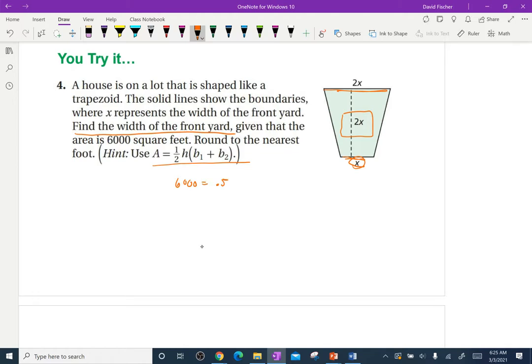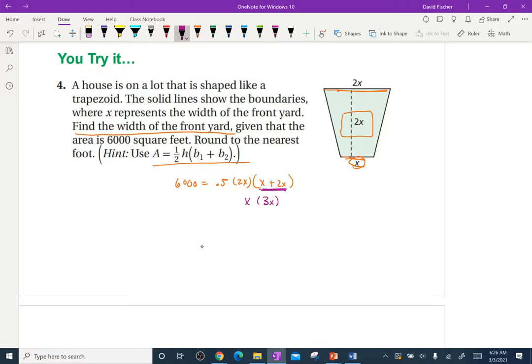Now what's my height over here in my trapezoid? 2x. In my big parentheses here, I want to have base 1, it doesn't matter which one, plus base 2. So let's do parentheses first. x plus 2x is 3x. And then I want to take 0.5 times 2x. Well, half of 2x is 1x.